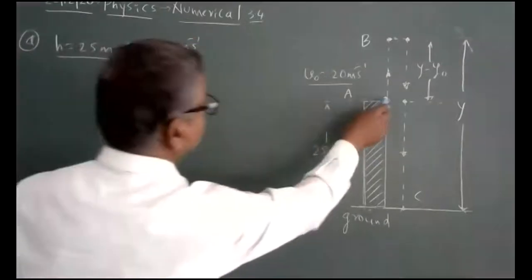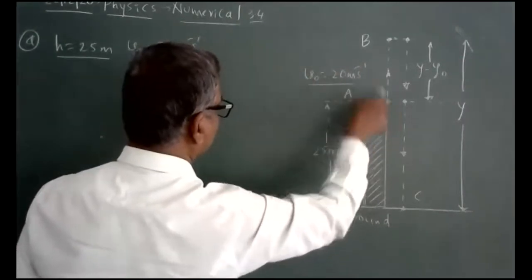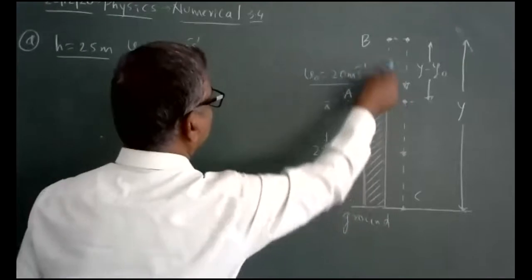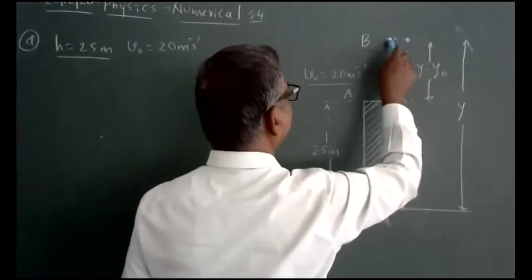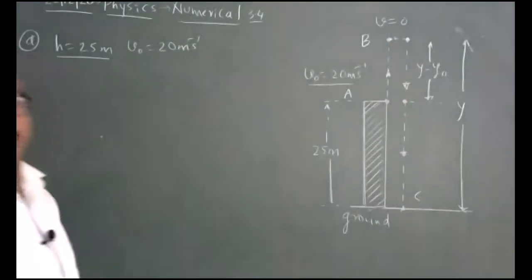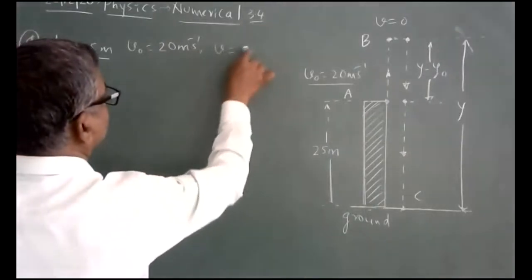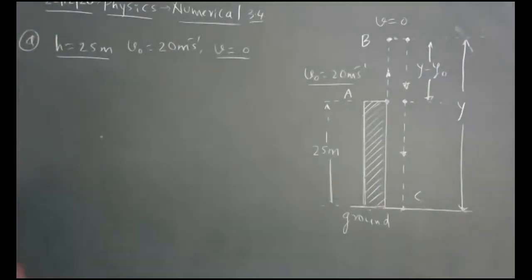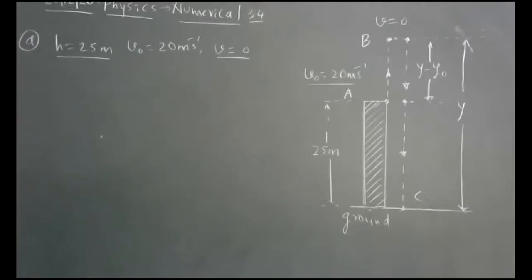When you are about to throw, the initial velocity is 20. When the ball reaches the maximum height, it starts coming down. At the maximum height, the final velocity is 0. So this is going to be the final velocity. Let me write final velocity equal to 0. Now for the equation of motion, you have a simple formula. What is the relation connecting final velocity, initial velocity, and y minus y0?